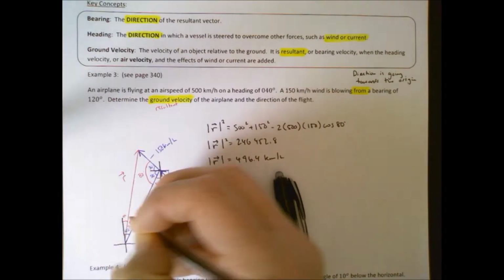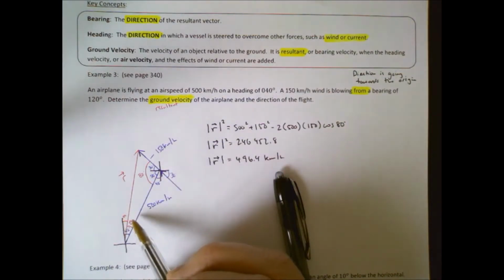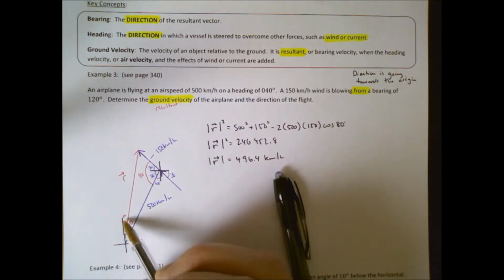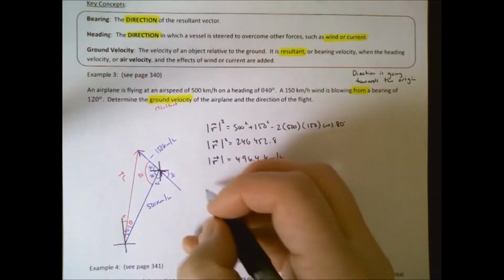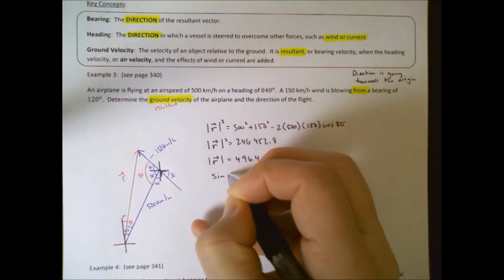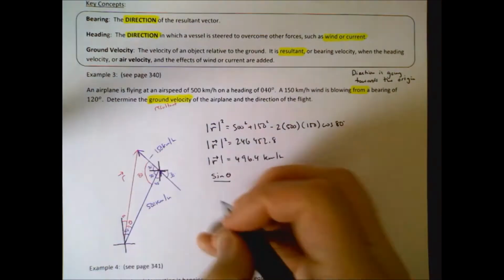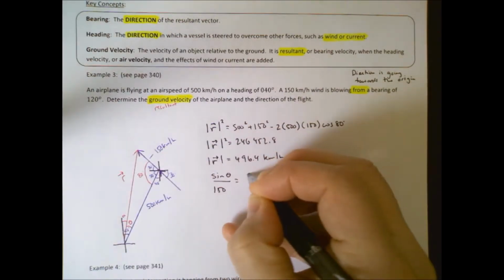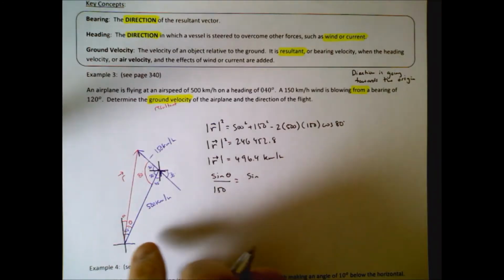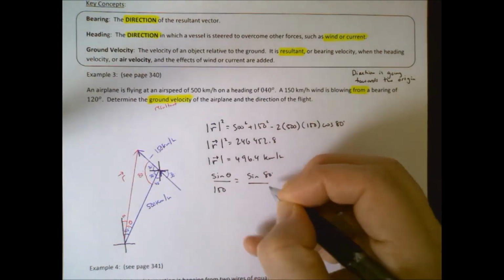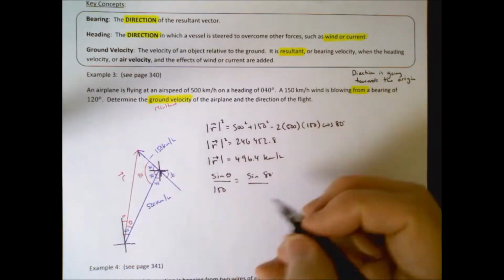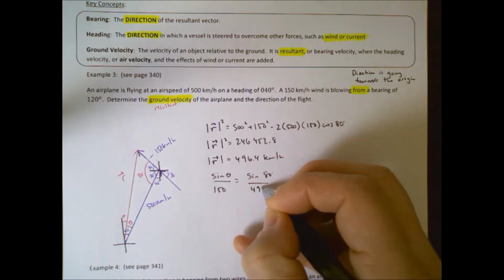Let's call that alpha. To get alpha, once I find my theta, it'll be 40 minus theta. But I have to find theta first because that's inside my triangle, and alpha is unfortunately outside my triangle. So to find my theta, I'm going to use sine law. So sine of theta over 150 is equal to sine of 80 over my r, which is 496.4.